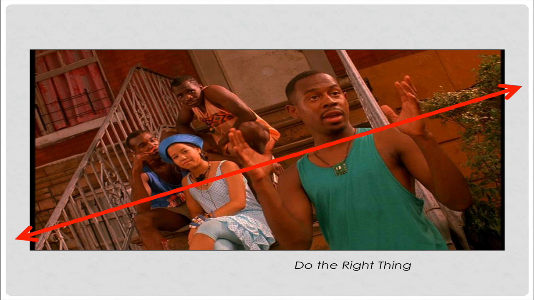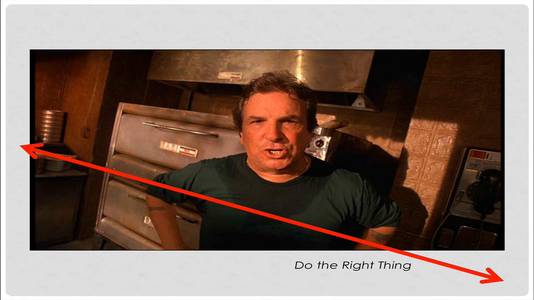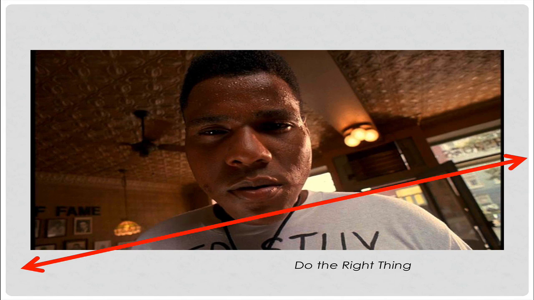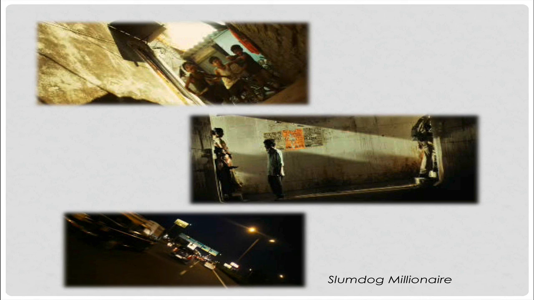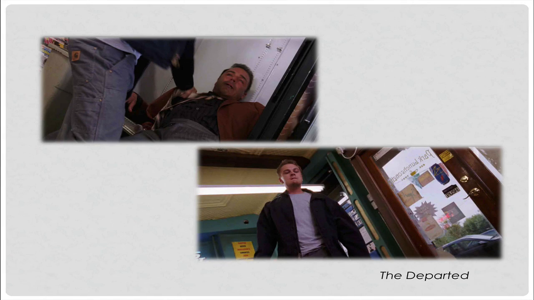Here's a photo series from Do the Right Thing, where we have, in effect, an argument going on between different characters. Notice that as the fight begins to escalate, the horizon gets tilted more and more. And some examples from Slumdog Millionaire. And some examples from a fight scene in The Departed.